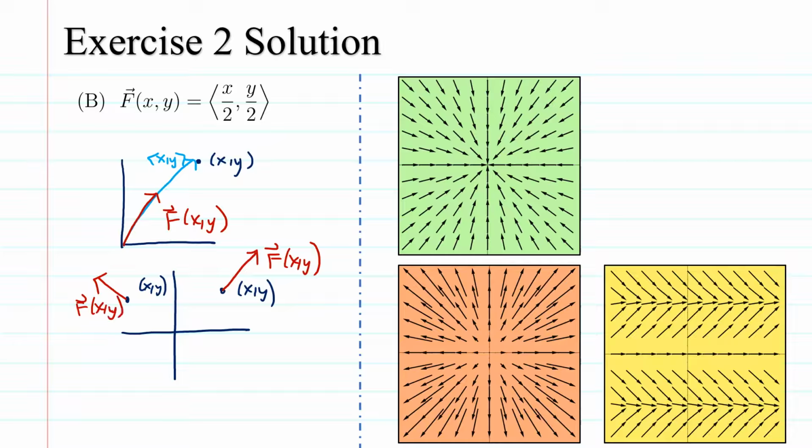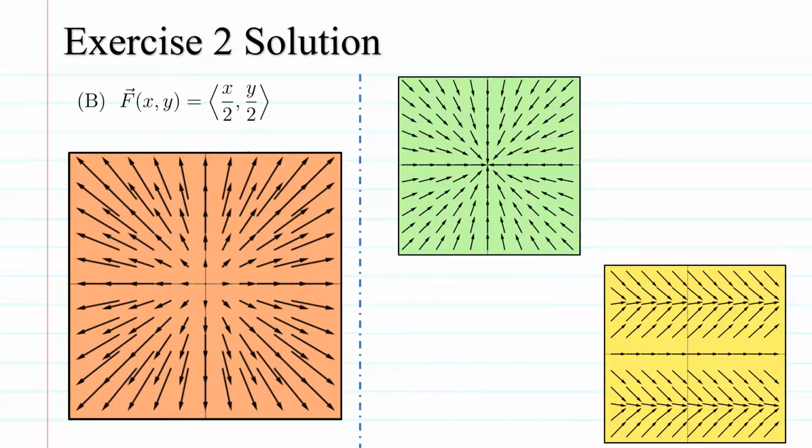Ayan. Kung titingnan natin yung choices natin ng graphs, isa lang naman yung vector field na yung mga vectors naka-point away from the origin, which is itong orange one, which is yung answer for letter B.